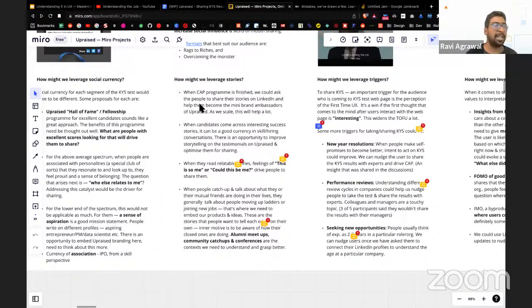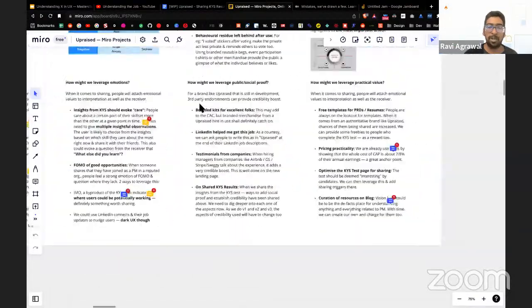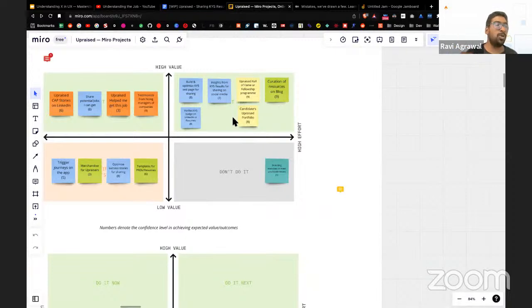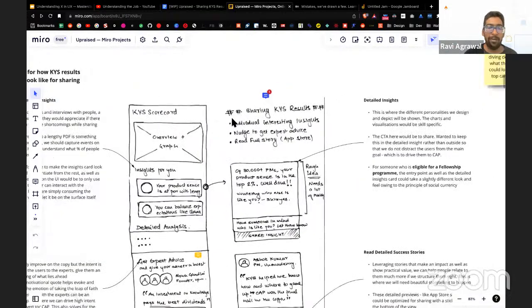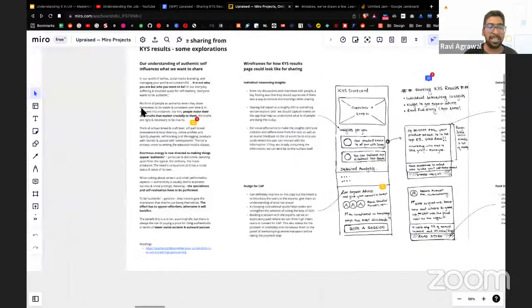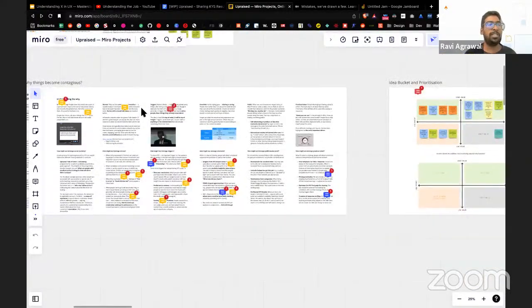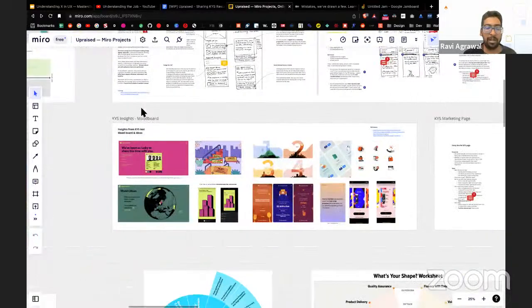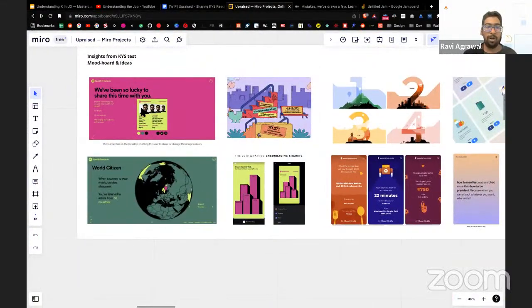Now, from each one of these ideas, we started putting them in different buckets of what is high value, high effort, what is low value, low effort. From this exercise, we started going to wireframes and writing down what life might really look like. Because all of this is still pretty much in words, there is no visual articulation of it. Once wireframes were ready, I started doing a bit of a mood board of what the visual design could look like.